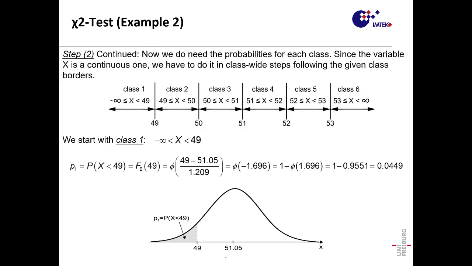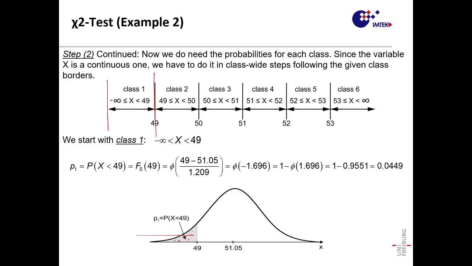So, how do you do that? This is a much nicer way of representing the classes that I did before, but it's the same. So the first class is here. How do you do that? This is the normal distribution. You have to calculate this area, right?